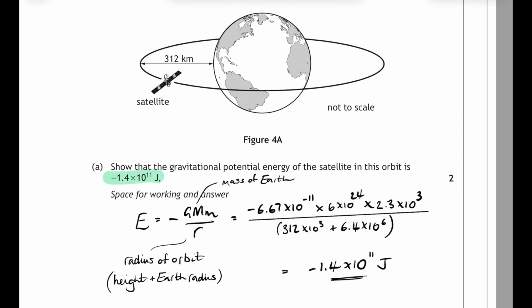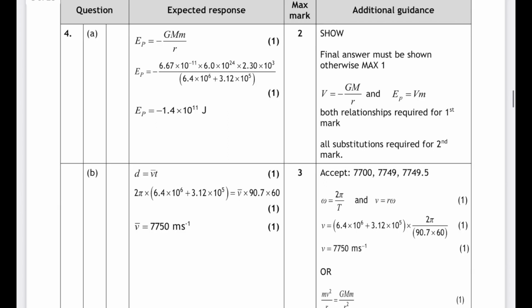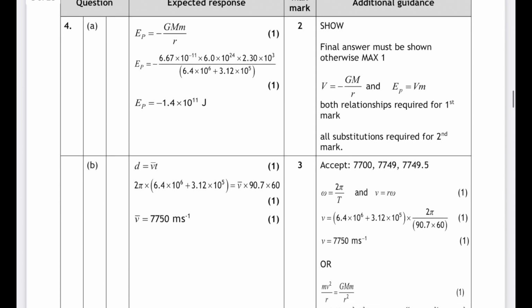Because this is a show question, I'm going to be very careful with my relationship. I'm going to add a little subscript p in, it should be there for gravitational potential energy, because those markers of the SQA can be real sticklers for detail, so make sure you show everything explicitly in a show question. Let's look at the MIs. 1 mark for the relationship, 1 mark for all substitutions. Nothing for the final answer, but it does have to be there with the correct unit.